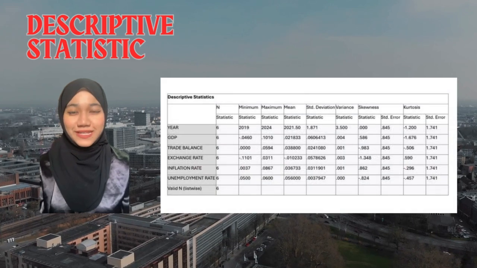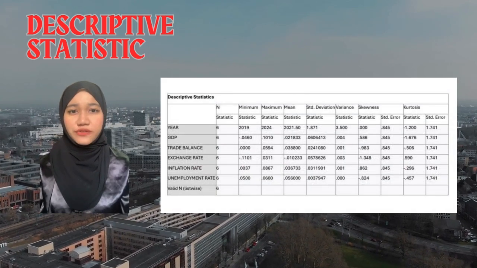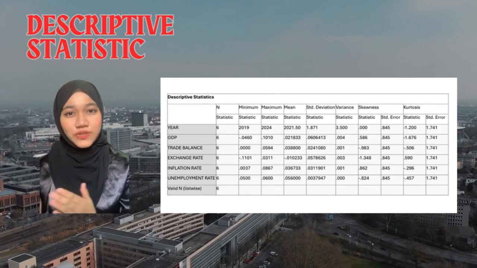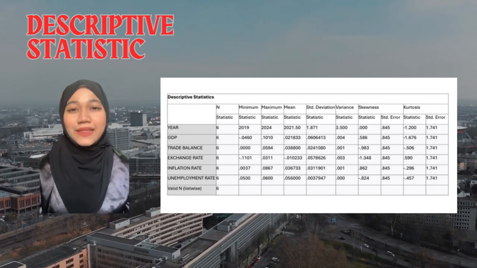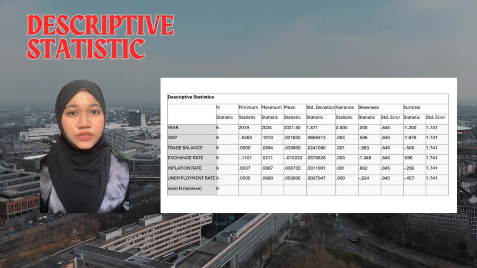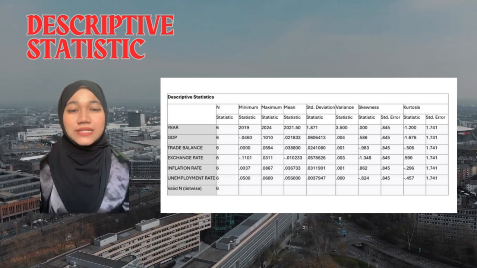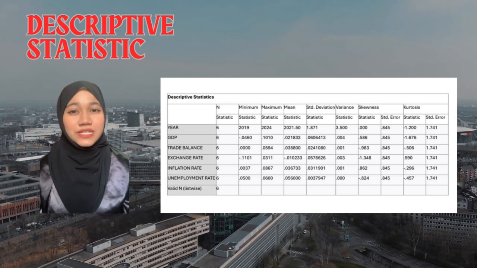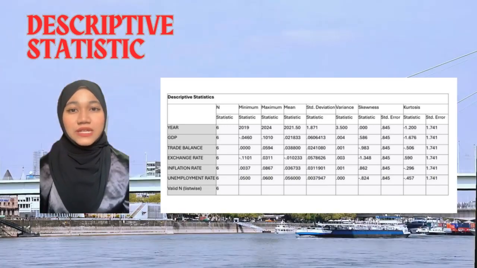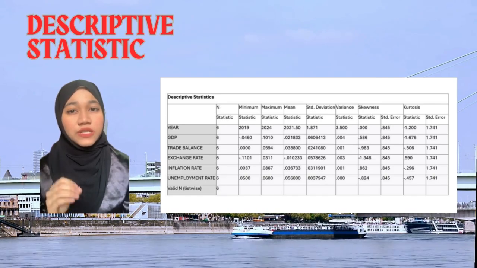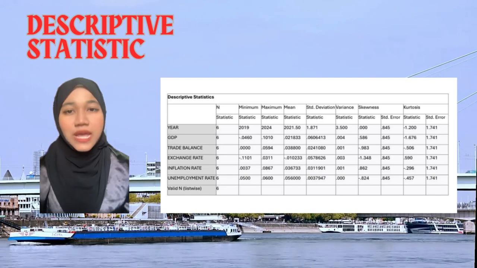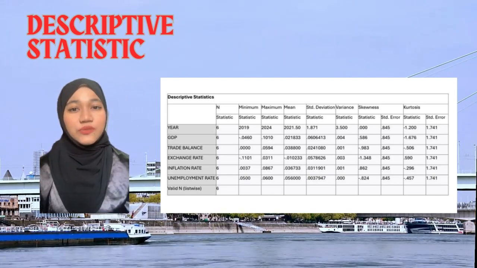For descriptive statistics, the minimum and maximum values show the range for each variable, with the year spanning from 2019 to 2024. The mean represents the average value, such as GDP averaging 0.0218, indicating slight economic growth. The standard deviation and variance measure variability, with the exchange rate having a standard deviation of 0.0578, suggesting fluctuation in currency values. Skewness indicates data distribution symmetry.